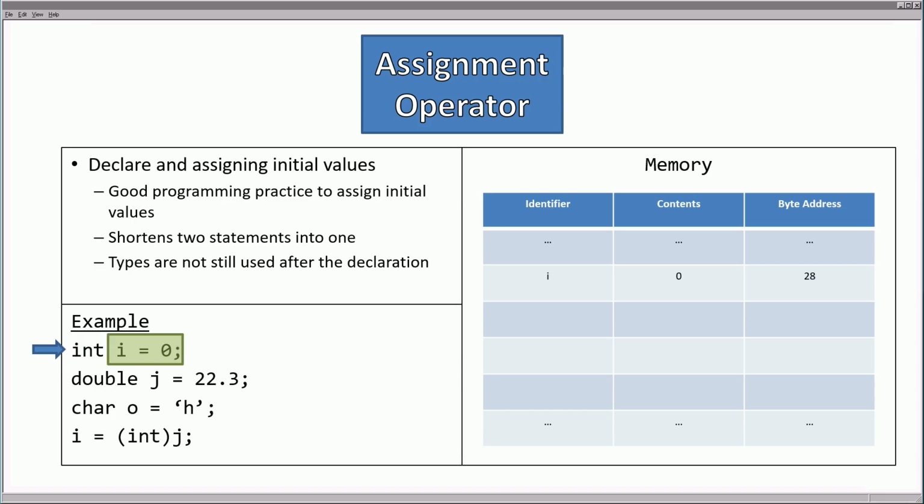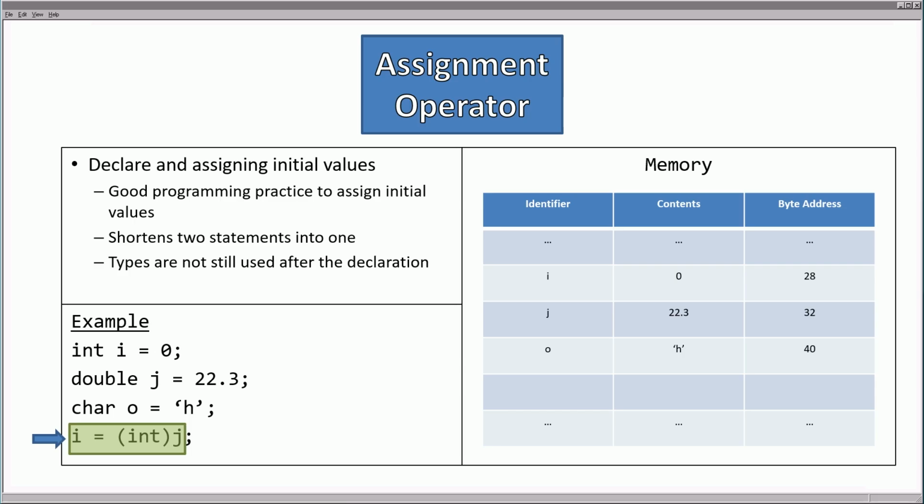This is taking the right-hand side value and storing it into the container called I. Nothing really exciting happens here. 0 just remains 0. Now once again, we're going to declare a double j. So when it declares it, it reserves 8 bytes in memory and names it j. After that, it assigns the value 22.3 to the contents of j. Same thing here for character O. We reserve 2 bytes in memory and store the character h inside of it.